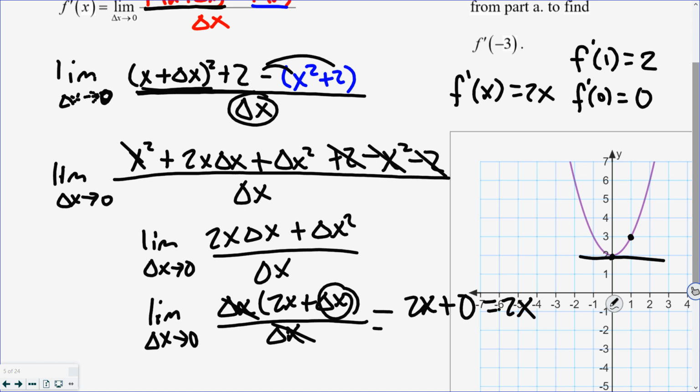Now up here it says find f prime of 3, negative 3, excuse me. All I do is plug negative 3 in there. 2 times negative 3 is negative 6. So that means at this point, at negative 3, somewhere, this graph keeps going up, somewhere right up there at that point, the slope's going to be negative 6. So that's what the derivative does. It allows us to find the slope at any given point. Let's try another one.